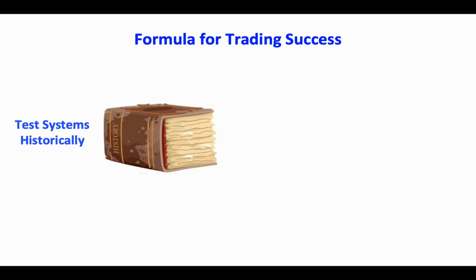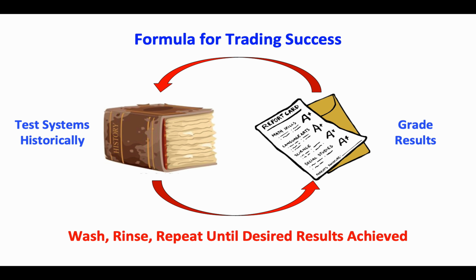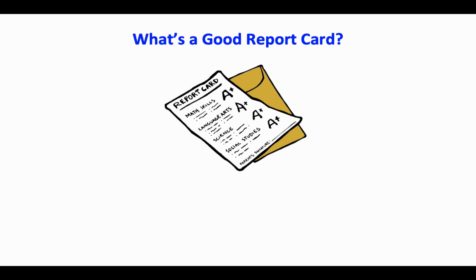All right, so the system is this. First off, find systems that have discrete entries and exits, objective, yes and no entries and exits, no room for gut feel. Test those systems historically using back-tested data and then pass the results over to a system that will grade your results and give you a report card, and then wash, rinse, and repeat until you achieve the desired results. Now, what are desired results? What's a good report card?